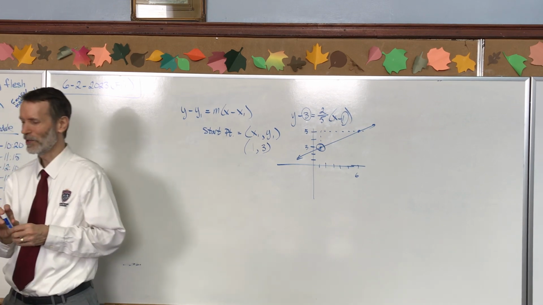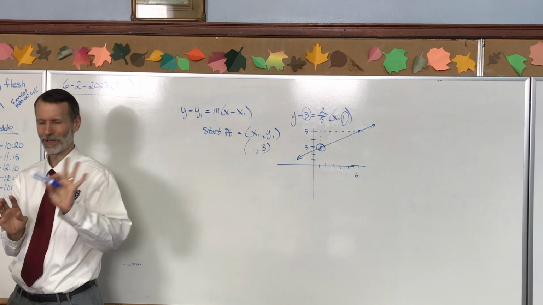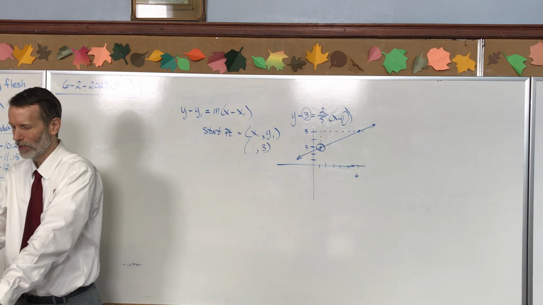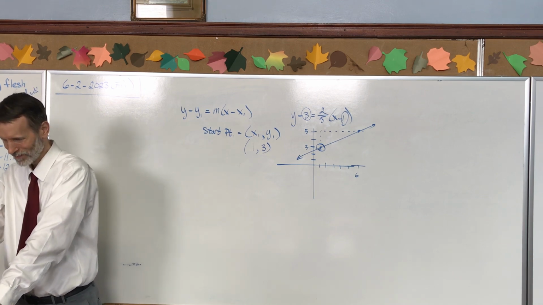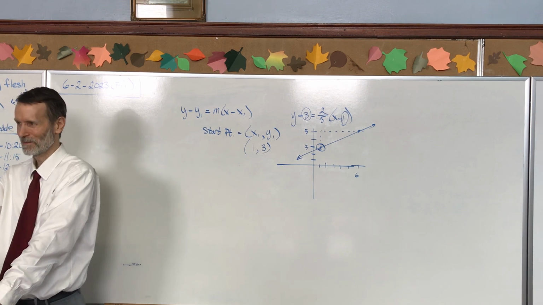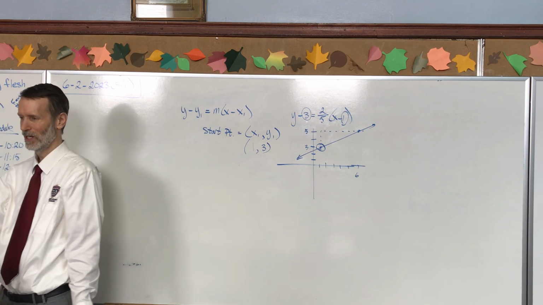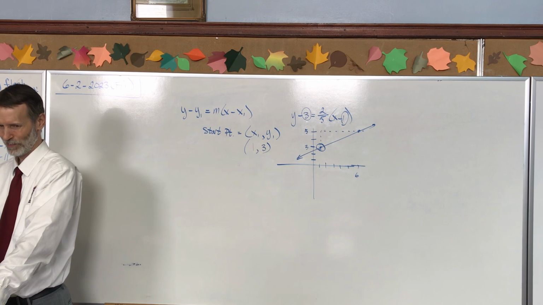You always reduce fractions if possible. First possible answer: y minus 4 equals 1/4 parentheses x minus 5. And if you wanted to use the other point, it could be y minus 2 equals 1/4 parentheses x minus negative 3.